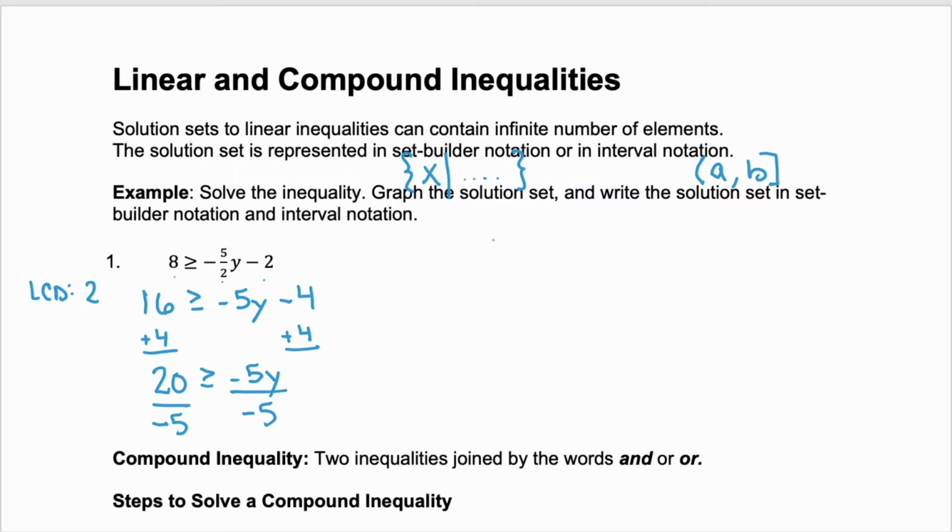20 divided by negative 5 is negative 4. Remember, whenever you divide or multiply by a negative, you have to flip that inequality. So it flips to less than or equal to, and y. Well, this looks a little awkward. We're used to seeing our variable first, so we can rewrite that as y is greater than or equal to negative 4.